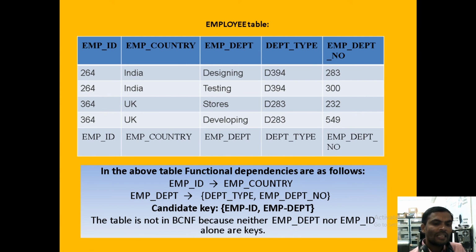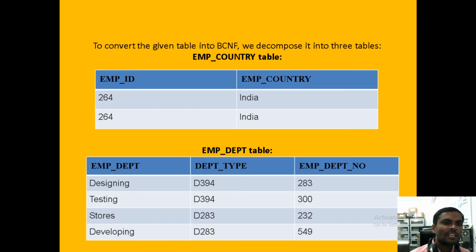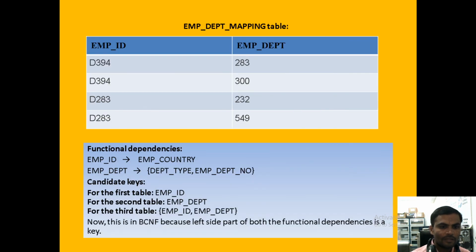Now we define the candidate keys as employee ID and employee department. Employee ID alone is not a super key for BCNF. This is not in BCNF because either employee department or employee ID alone is not a key. Now we convert it into BCNF by decomposing into three tables. The employee country table, where employee ID depends on employee country, and the employee department table, where department depends on the department type and department number.